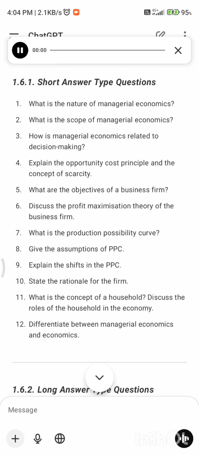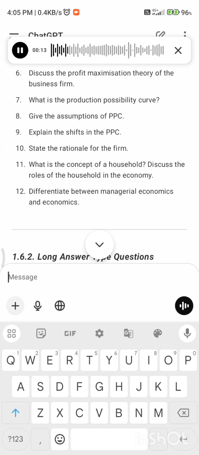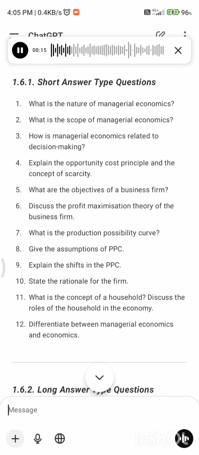1.6.1 Short Answer Type Questions. 1. What is the nature of managerial economics? 2. What is the scope of managerial economics? 3. How is managerial economics related to decision-making? 4. Explain the opportunity cost principle and the concept of scarcity. 5. What are the objectives of a business firm? 6. Discuss the profit maximization theory of the business firm. 7. What is the production possibility curve?